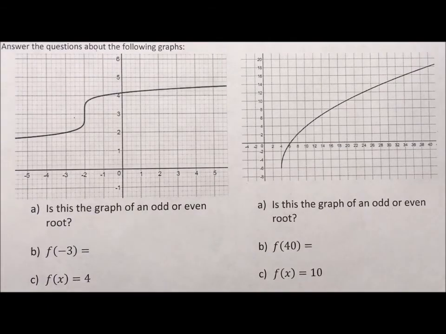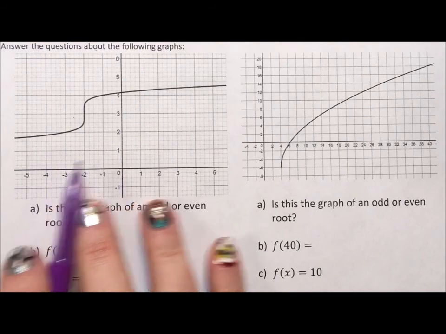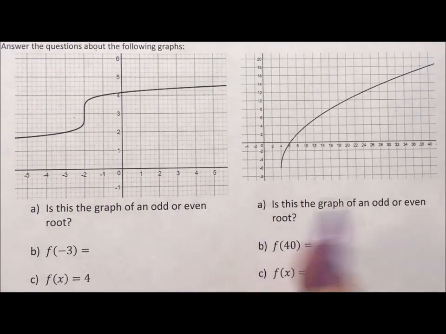Today I'm doing a series of videos on radical functions. In this video we're looking at the difference between an even or an odd root graphically, and we're going to discuss the domain and range of each. Okay, so first of all we have two graphs and we're trying to determine which one is odd and which one is even.